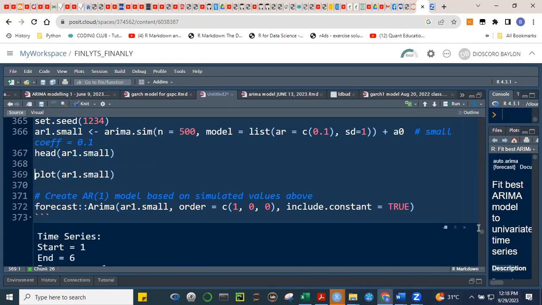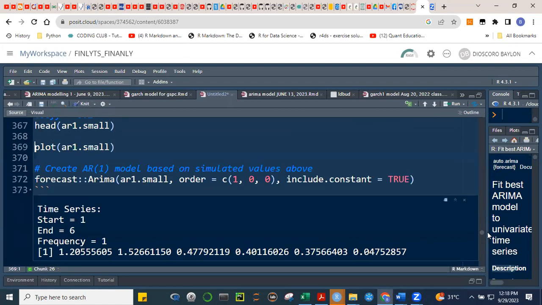Okay. So the first 6 observations are 1.2055, 1.52. Please type in the chat if we have the same observations, class. Do we have the same observations? Ayan, 1. Thank you. Yes. Who is this? Who answered earlier? Just to acknowledge. Michael, thank you. Yeah, same.